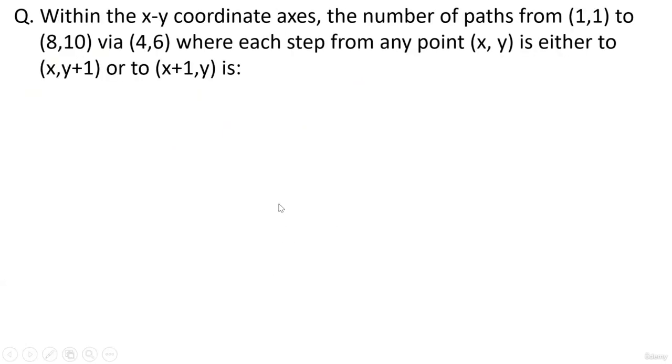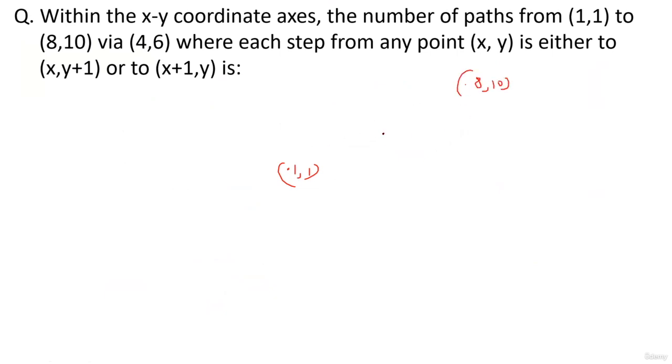All right, guys. So let's go on to the next question, and that is with the x and y coordinate axis, the number of paths from (1,1) to (8,10) via (4,6), where each step from any point (x, y) is either to (x, y+1) or to (x+1, y). So basically, what is happening here, guys? You're starting from a point, let's say (1,1), and you're going to (8,10). Okay, starting from here to here.